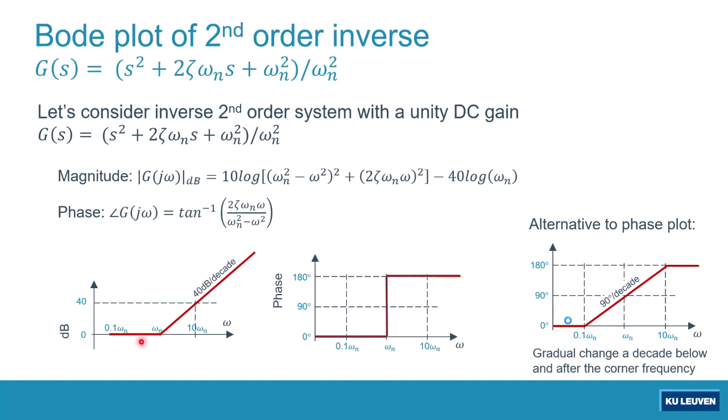As you can see here, we will have 0 dB at low frequency for the magnitude plot, and then an increasing line at a gradient of 40 dB per decade after the corner frequency, while the phase plot will be like this. At low frequency we will have 0 degrees, at high frequency we will have 180 degrees. Accordingly, if we use the three region sketching for the phase plot, we will have an increasing line at positive 90 degrees per decade in the middle frequency region.